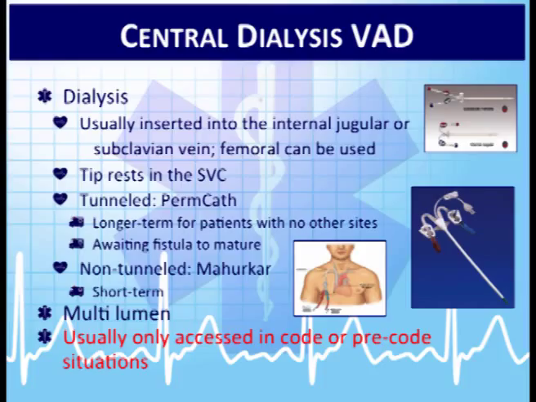Long-term for patients with no other sites, or where the AV fistula may have been created but is not mature enough, so the patient can't use it, they may have this device used right now. If it's non-tunneled, the Mahurkar device, and I think that's probably most commonly what we hear pre-hospital is the Mahurkar. Multiple lumens. This is a really big reason why it's important for critical care paramedics and paramedics to know these different devices. This is usually only accessed in a code or pre-code situation.